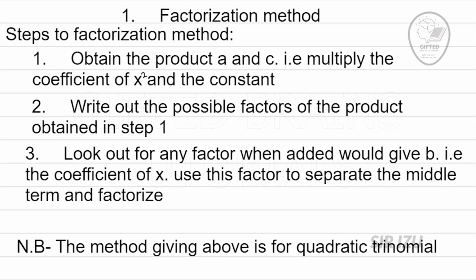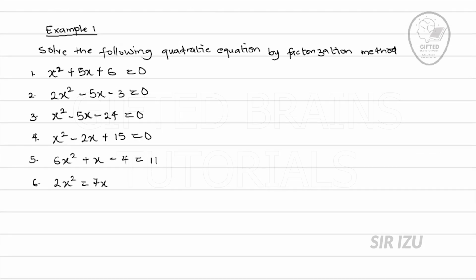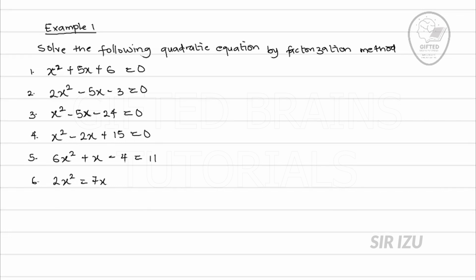Take note that this method is used for a quadratic trinomial that has 3 terms. Each time I take a question to solve, I will tell you if it's a quadratic trinomial or not. So let's look at our example 1 now. Solve the following quadratic equation by factorization method. Let's take the first one now, which is x squared plus 5x plus 6.